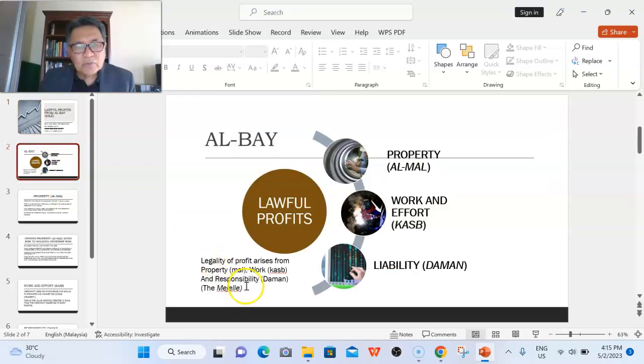The Majalla is the Islamic code of law of the Hanafi school, and it says that the legality of profit arises from property, al-mal, work, kasab, and responsibility, daman. So these are the three factors or determinants that determine the legitimacy or the lawful profit in Islam. So any business that is conducting their respective transaction must be able to observe these three determinants to make sure that all of these three determinants exist in their business transaction.